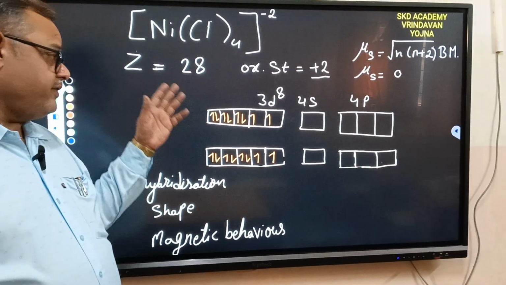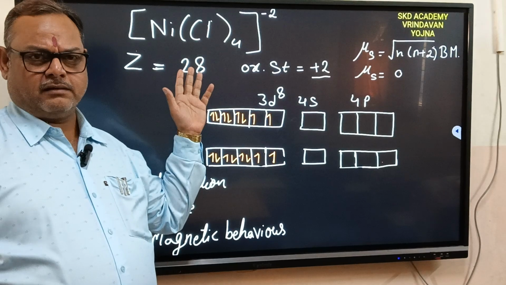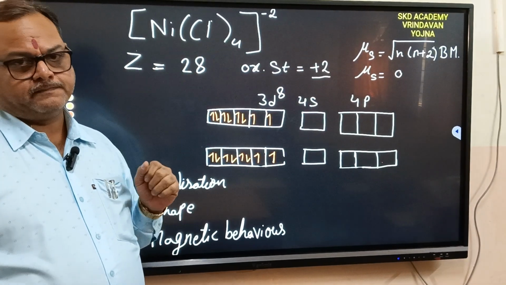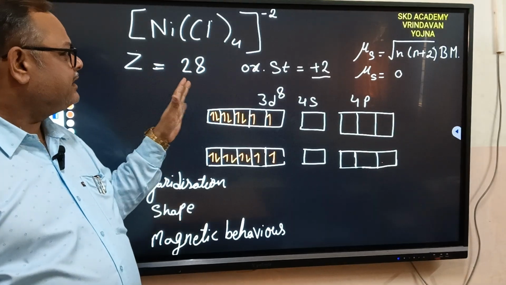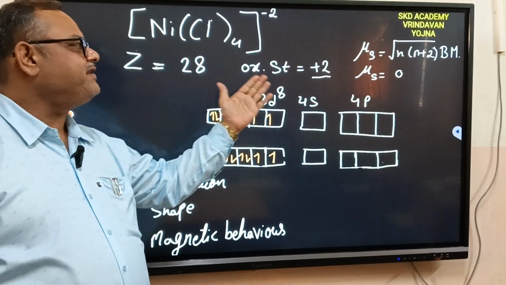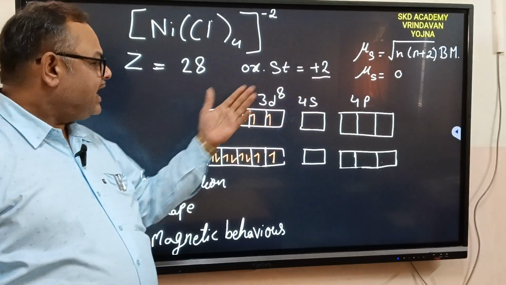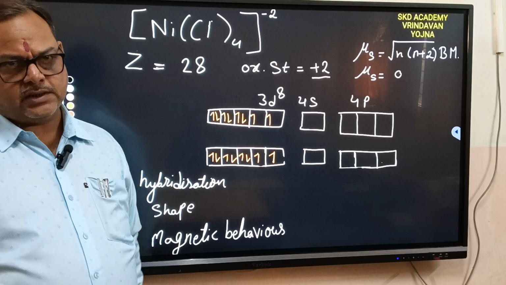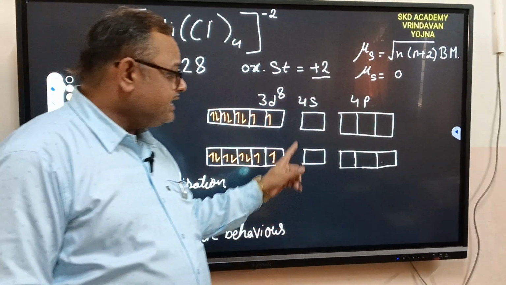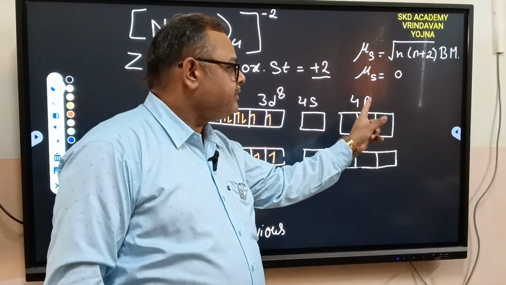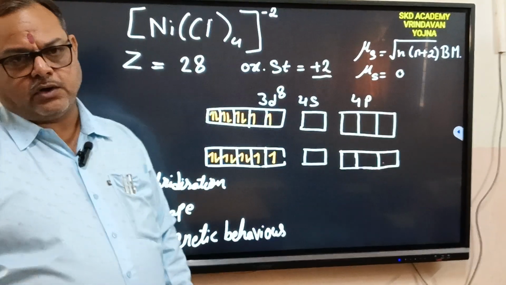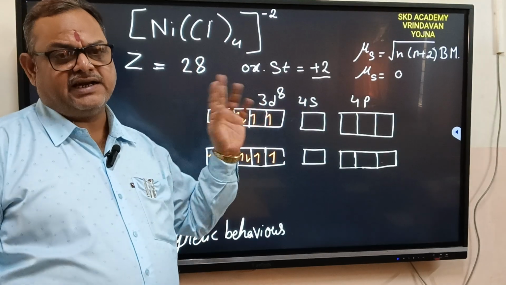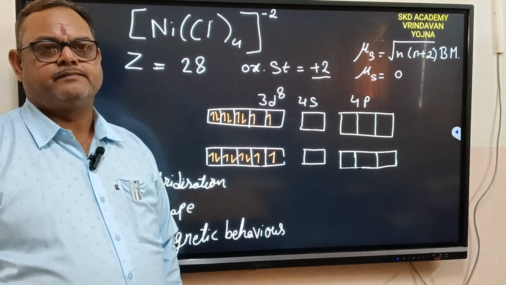Now children, we have a third complex of nickel on the board. This is tetrachloridonickelate. Again, the oxidation state of nickel is +2. Again, the valence shell configuration will be 3d8 4s0, and we have 4 vacant orbitals already present over there. But we will still consider whether the ligand is a strong ligand or weak ligand.